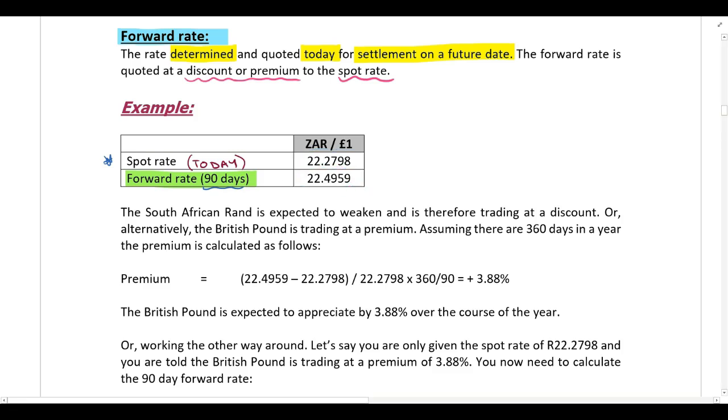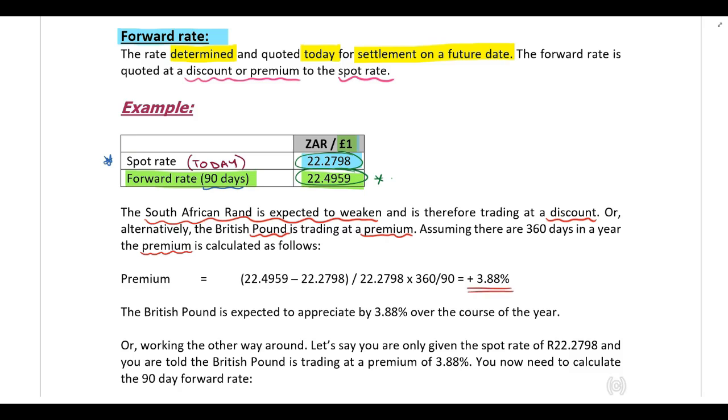Now, if we analyze this information in a little bit more detail, we can see from these rates that we've been given that the rand is expected to devalue, because we can see in the future, in 90 days' time, it's going to cost me more rands in order to buy 1 pound. Whereas now it costs me less rands in order to buy 1 pound. So based on the information that I've been given, the rand is expected to weaken, which means the rand is trading at a discount. Or if we look at it from the other perspective, it means that the pound is trading at a premium.